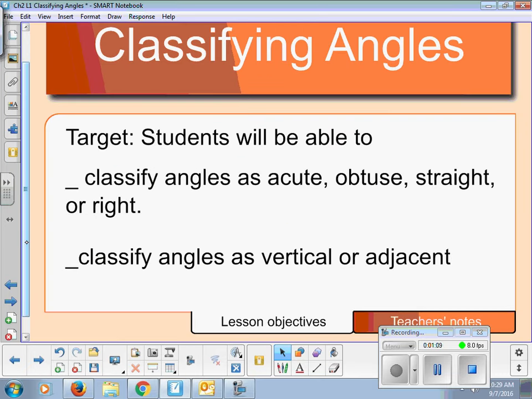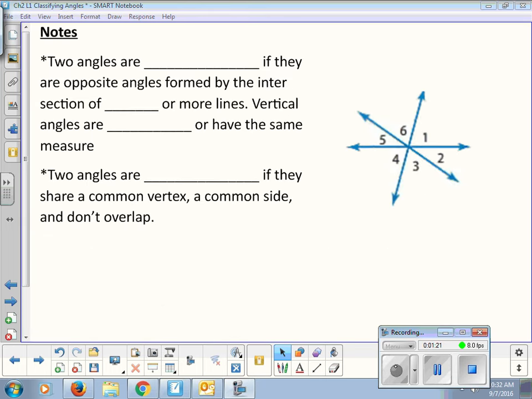Today's lesson is classifying angles. Our target is students will be able to classify angles as acute, obtuse, straight, or right, and classify angles as vertical or adjacent. Okay, our first vocabulary word is vertical angles.